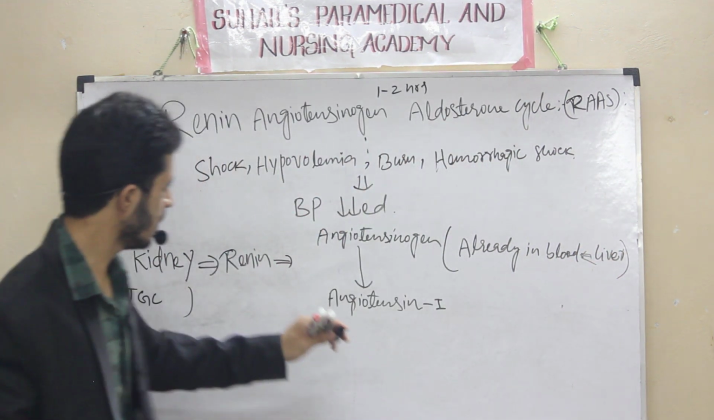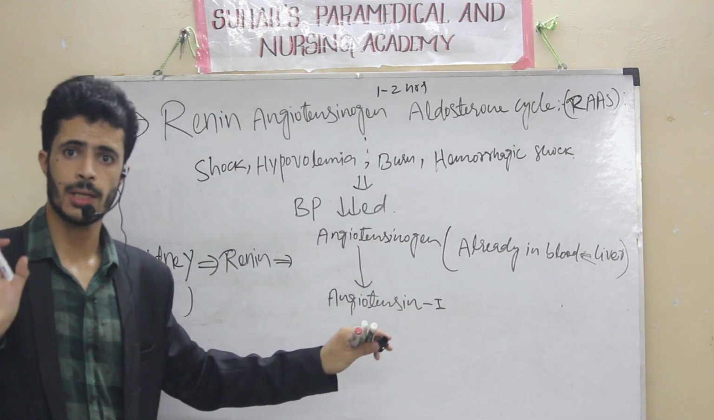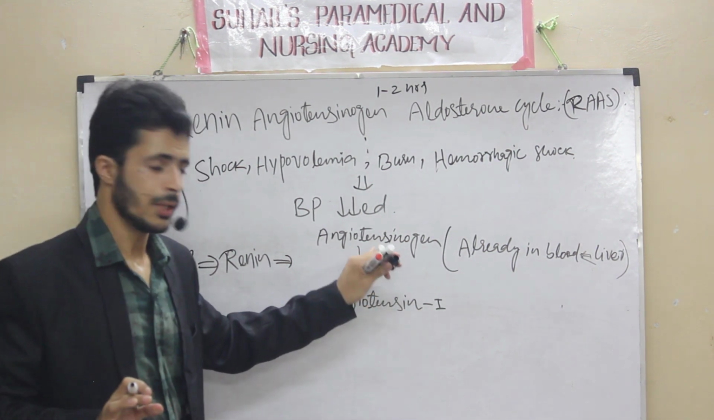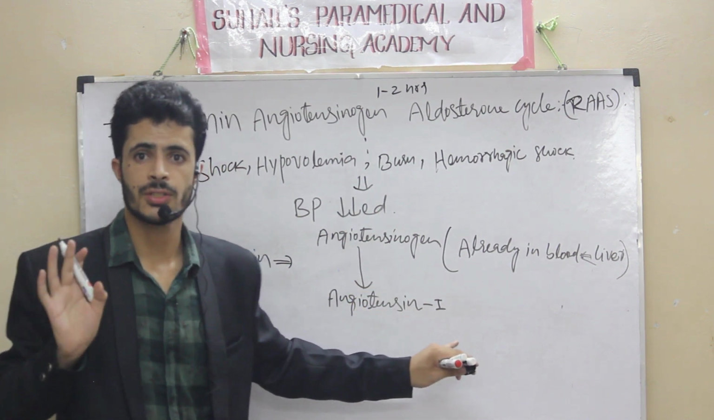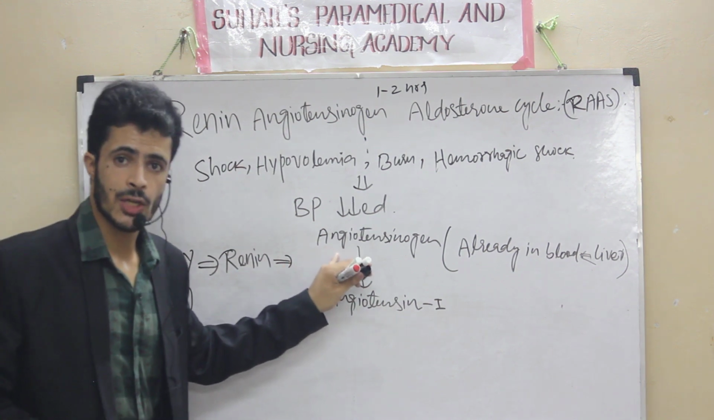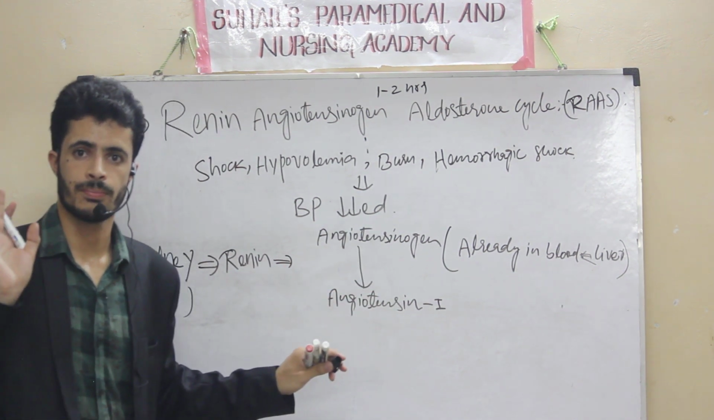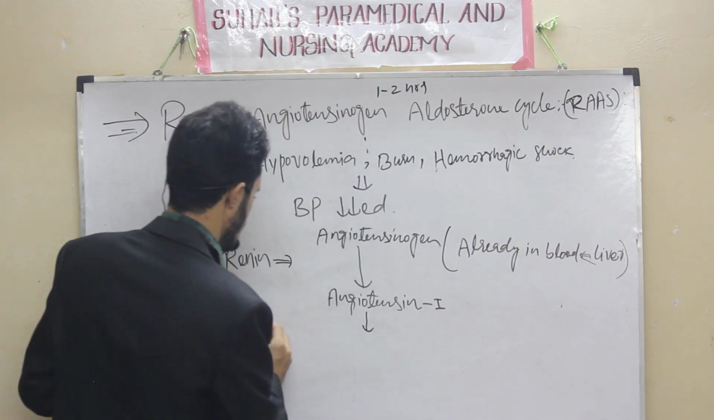So already what happens? Angiotensinogen is present in the blood. That is already secreted by the liver. This angiotensinogen needs to convert into angiotensin first. Here, the kidney secretes renin. Renin converts angiotensinogen into angiotensin first. Remember this much: renin, angiotensin first.